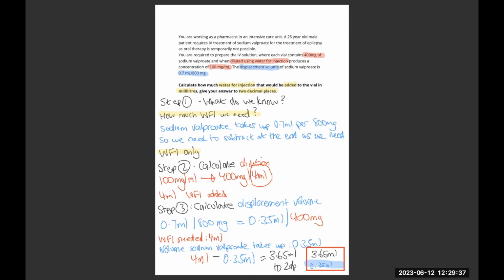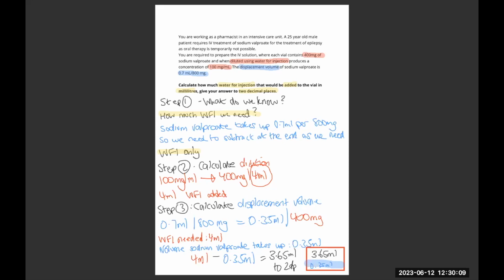volume. So we'll have a vial that contains water for injections and sodium valproate, but we need the water for injections only. So we need to calculate how much water for injections we need to dilute the vial. We know that each vial contains 400 milligrams and we need a concentration of 100 milligrams per mil. So if it's 100 milligrams per mil and we know that each vial contains 400, then it'll be 400 milligrams per 4 milliliters. That is in step two.